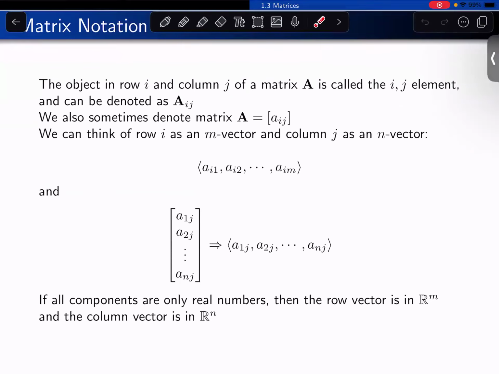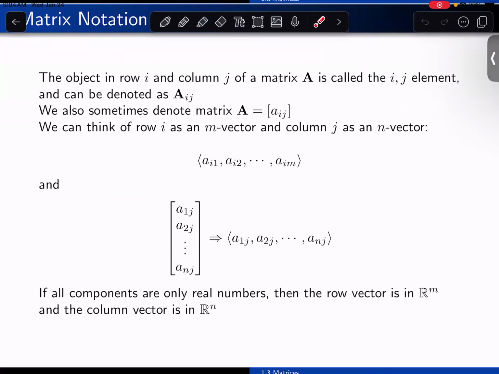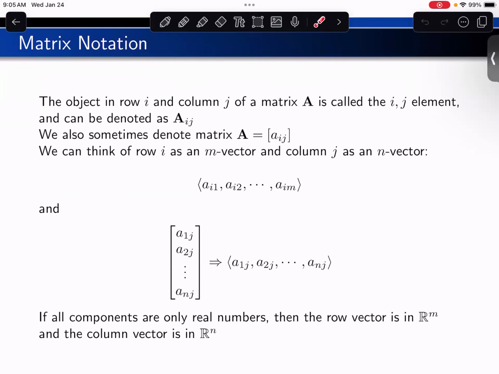There's a number of different ways in which you can talk about or write about matrices, so I dedicated a slide to matrix notation. The number in row i and column j of a matrix is called the ij element, or sometimes the ijth entry of your matrix. Sometimes it's denoted by capital A, ij. So we're looking at matrix A, and then we're looking at the ijth element of that matrix.